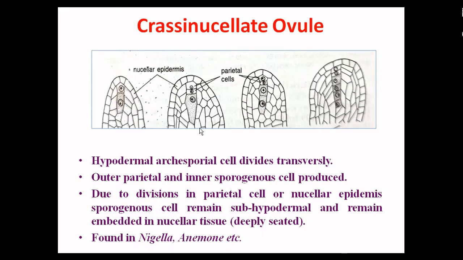Now the sporogenous cell, due to the division in the parietal cell or nucellar epidermis, remains subhypodermal and embedded in the nucellar tissue. That is, it is deeply seated, and it undergoes the process of meiosis. This megaspore mother cell undergoes meiosis to produce 4 haploid megaspores, out of which 3 degenerate and 1 remains functional, and that functional megaspore forms the embryo sac. This type of ovule can be seen in Nigella, Anemone, etc.